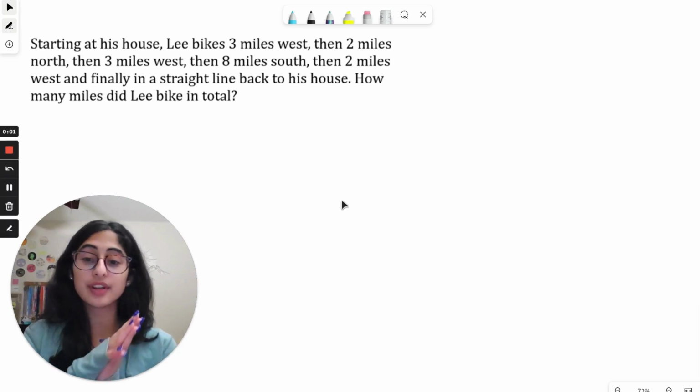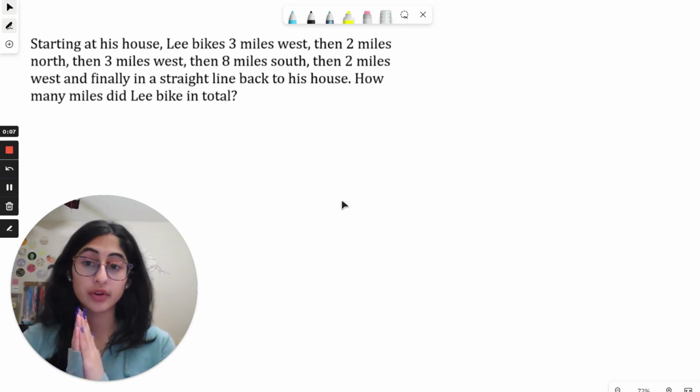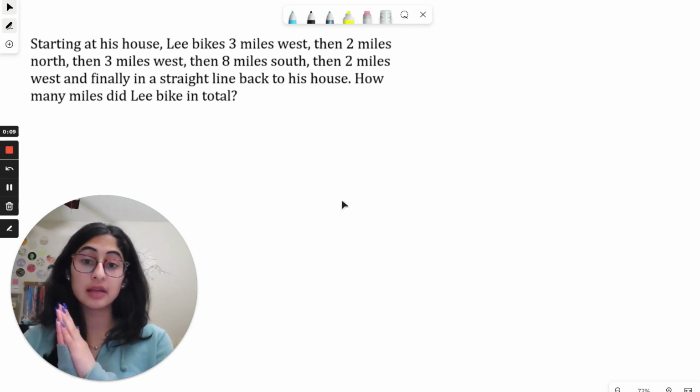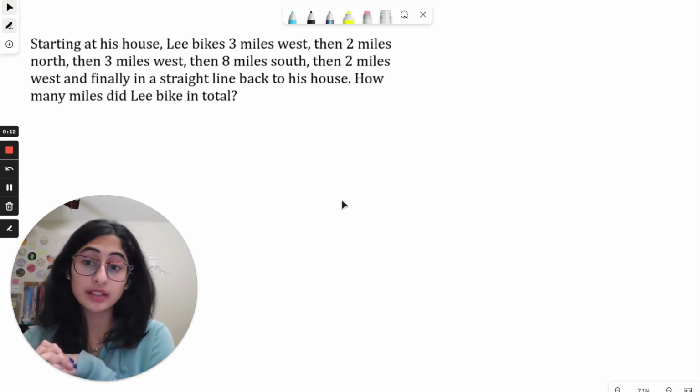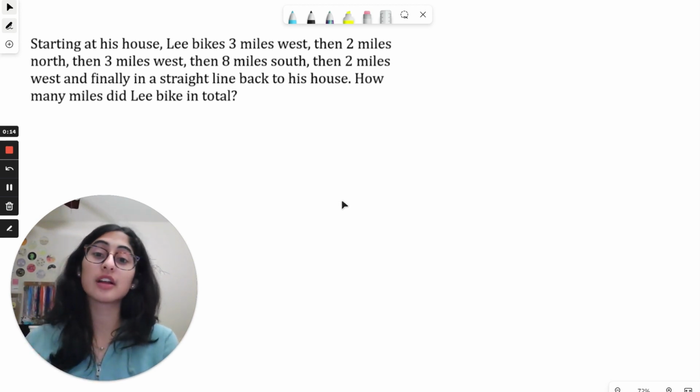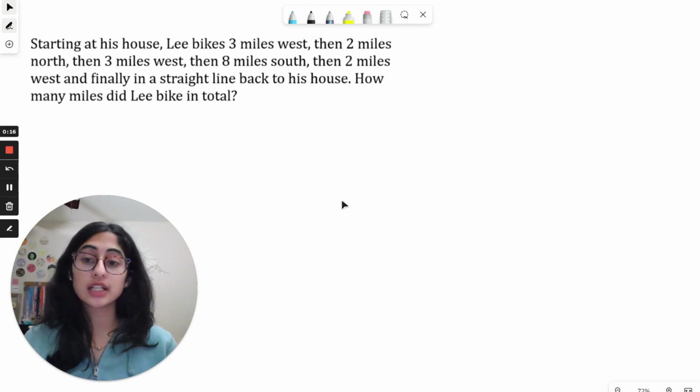All right, so here's the second question in the week 3 Math Counts handout, and it says, starting at his house, Lee bikes 3 miles west, and then 2 miles north, and then another 3 miles west, 8 miles south, 2 miles west, and then finally in a straight line back to his house. So the question's asking, how many miles did Lee bike in total?